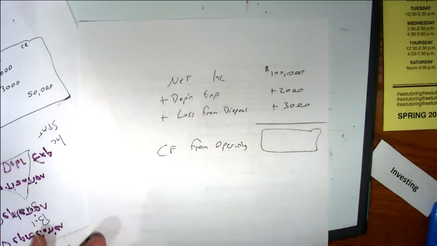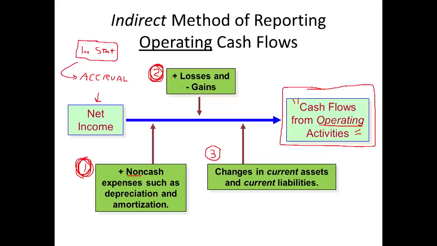Are you with me? So look at this slide. Some people go, I think you made a mistake on this slide, Dave. You say to add the losses and subtract the gains. Don't you mean subtract losses and add gains? No, I do not mean that. We add back the losses because they were subtracted in arriving at net income, and we want to negate their effect. We subtract the gains because those gains were originally added in arriving at net income.